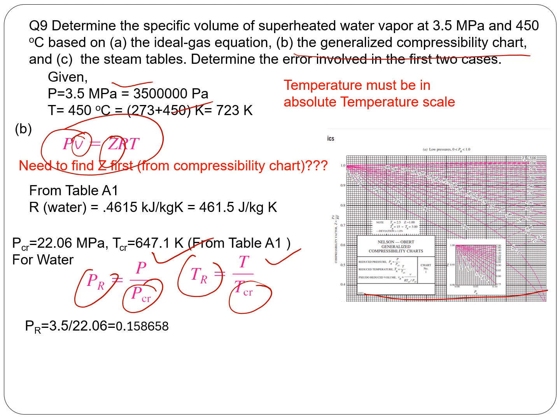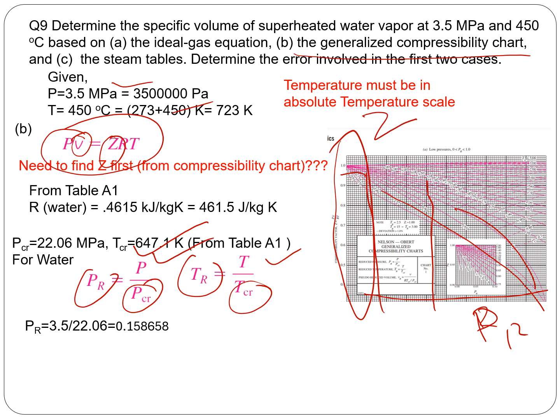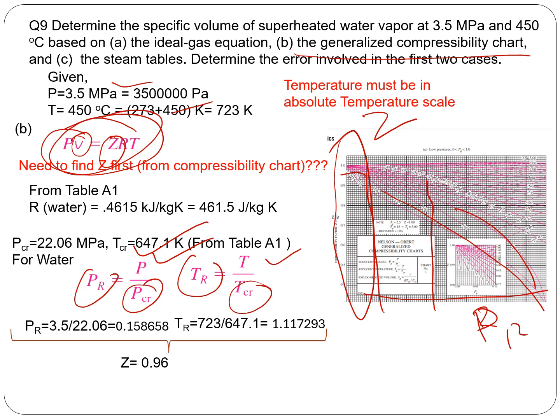This PR is found from here, and TR is found from here. Once you know this, wherever the point lies, the y-axis gives you the value of Z, and you can use the ideal gas equation with the compressibility chart to find the unknown. So this is how you solve the problem using the generalized compressibility chart.